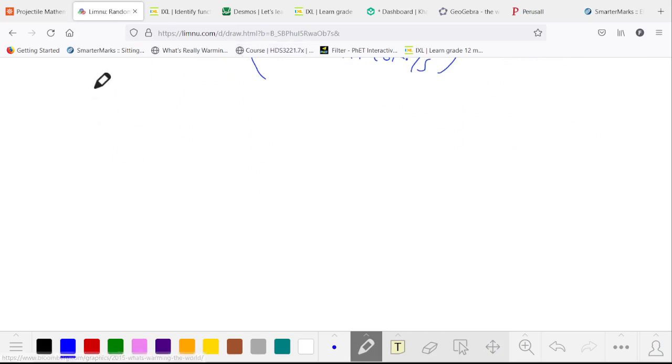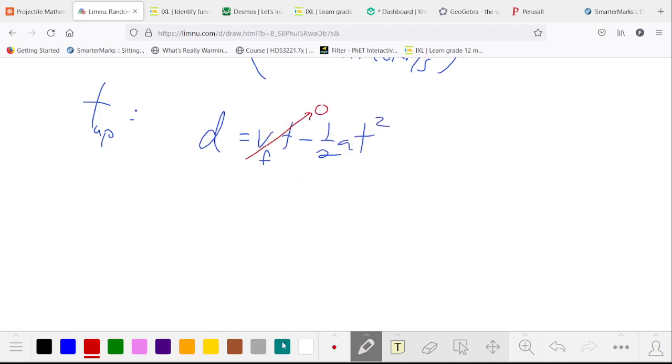So let's start by finding the t up. We're going to use our d equals Vft minus 1/2 at squared again. We know our Vf is 0. This time we're given the d. We are solving for t. So we have negative 2d over a, and we'll take the square root of that to find our time. And this will be specifically the time up.